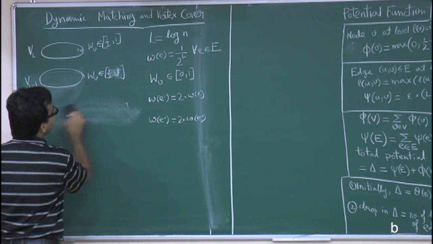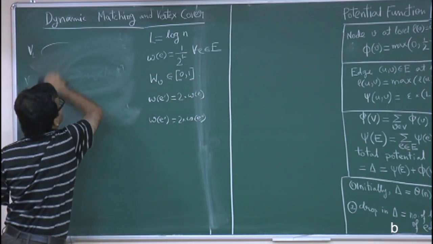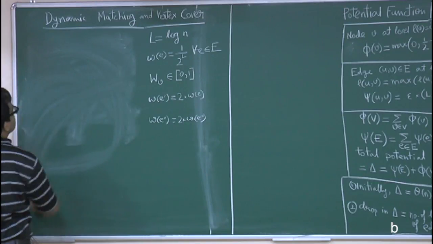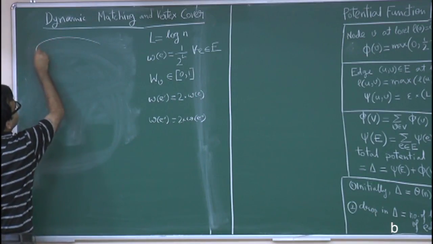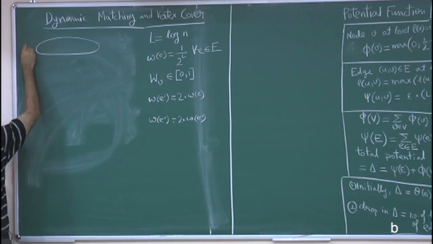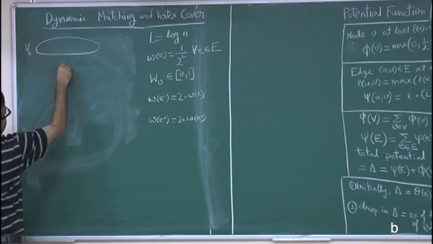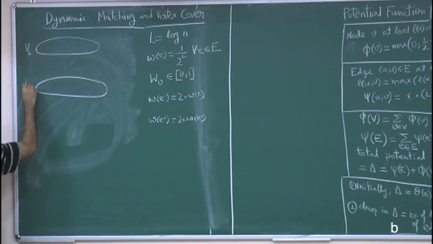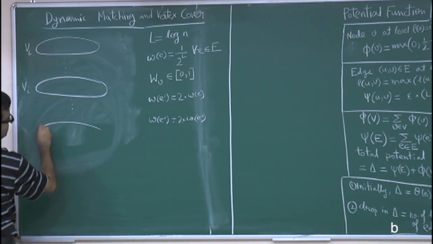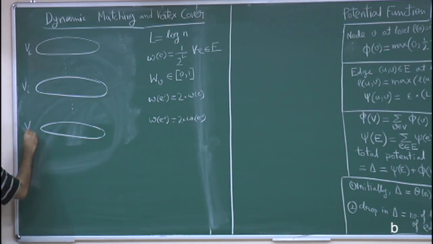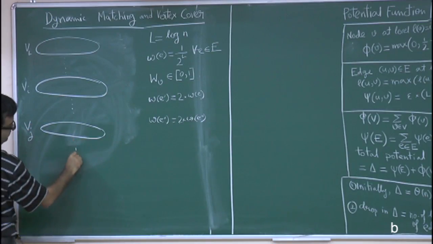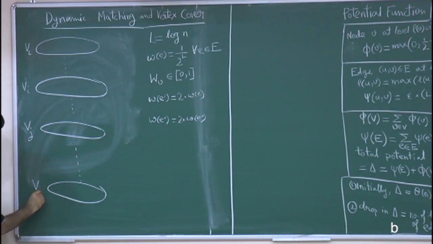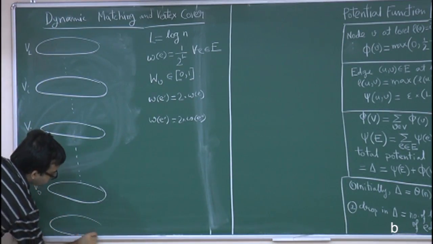So, at the end of this procedure, what we will get is this. This is level L, say this is level I, J, say this is V0, and let us say this is V minus 1.